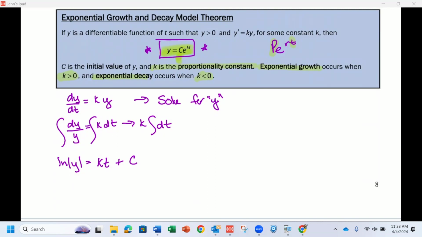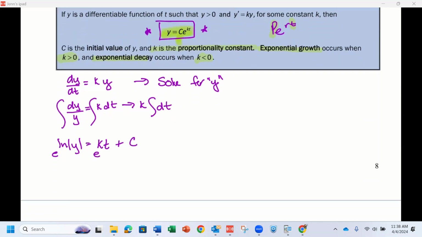So now remember, we want to solve for y. Right now, y is trapped inside the natural log. So what am I going to have to do to both sides of this equation? I'm going to have to raise both sides to the base of what? E. Because e raised to the natural log of y is just y.